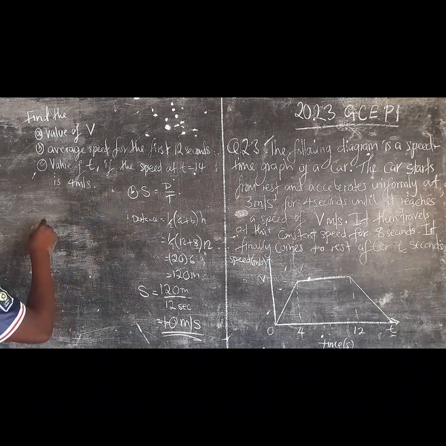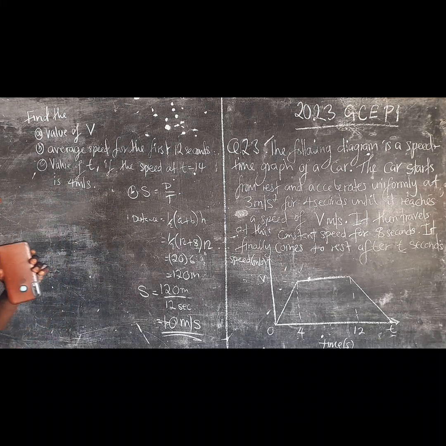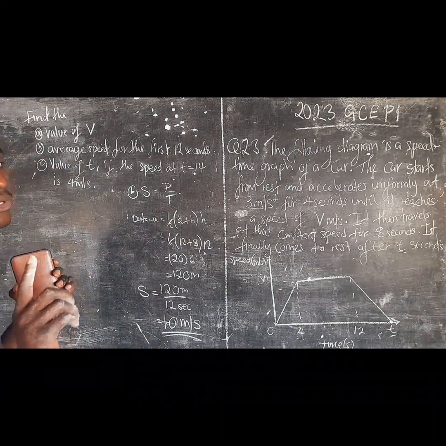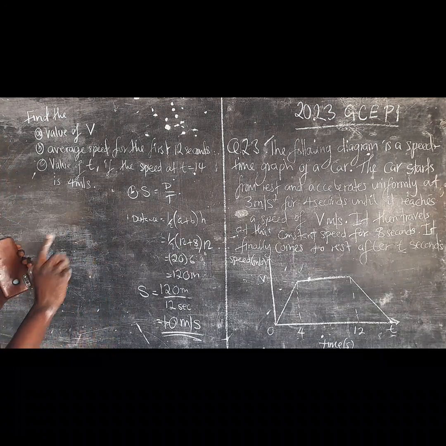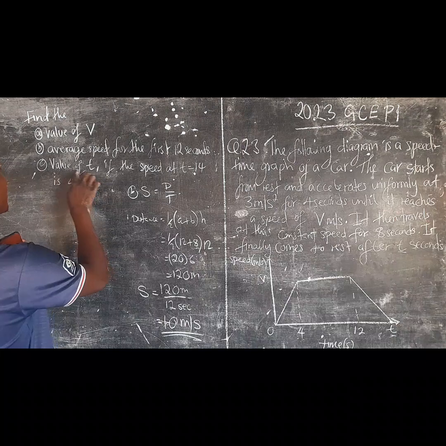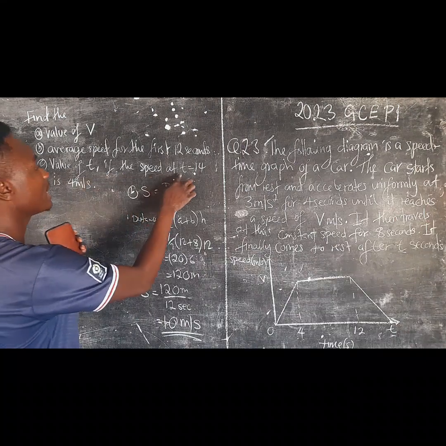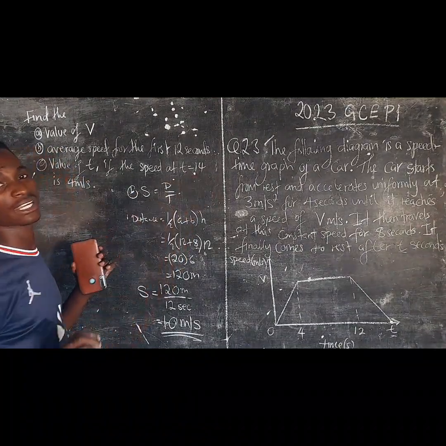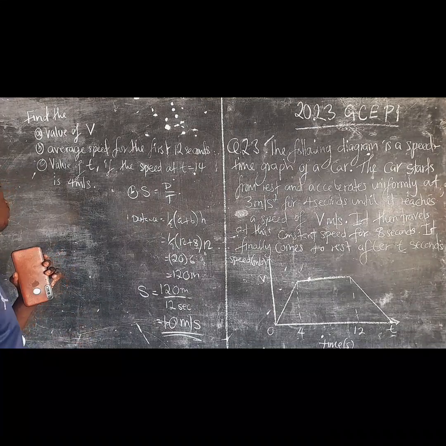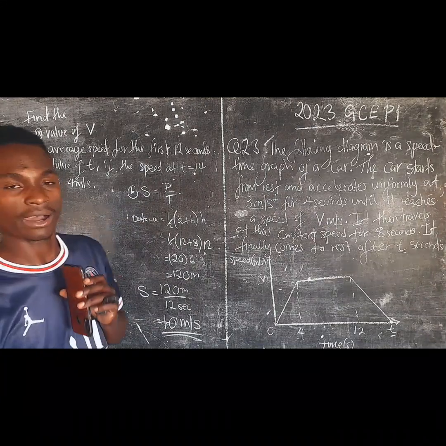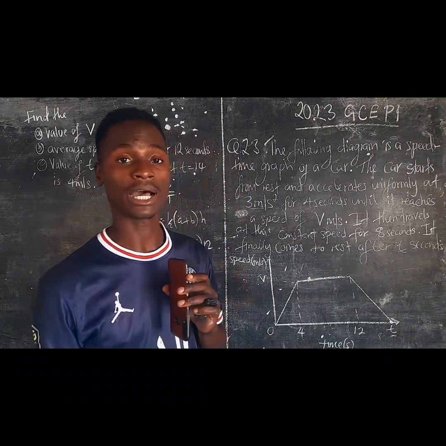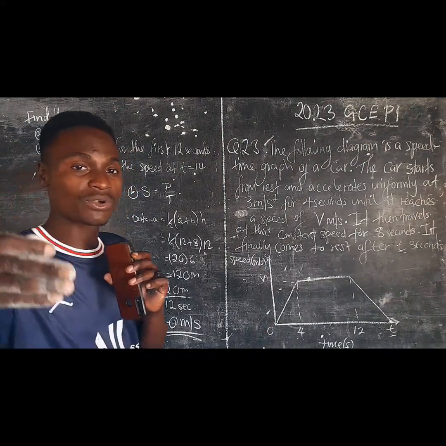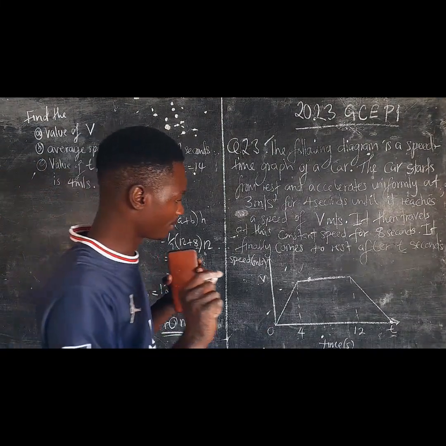Okay, so to find the value of t, first we have information that we should never overlook, which is here. Find the value of t if the speed at 14 is equal to 4 meters per second. Now, do we have 14 here? We don't have. Do we have 4 meters per second? We don't have. So we assume, listen very well.